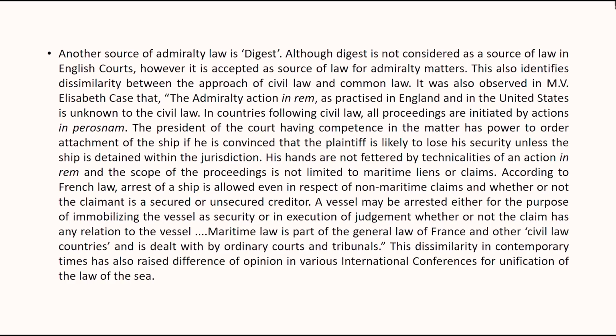According to French law, arrest of ships is allowed even in respect of non-maritime claims, and whether or not the claimant is a secured or unsecured creditor, the vessel may be arrested either for the purpose of immobilizing the vessel as security or in execution of judgment, whether or not the claim has any relation to the vessel. Maritime law is part of the general law of France and other civil law countries and is dealt with by ordinary courts and tribunals. This dissimilarity in contemporary times has also raised differences of opinion in various international conferences for unification of the law of the sea.